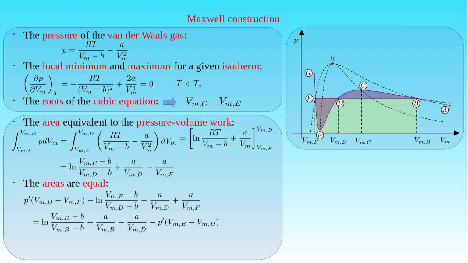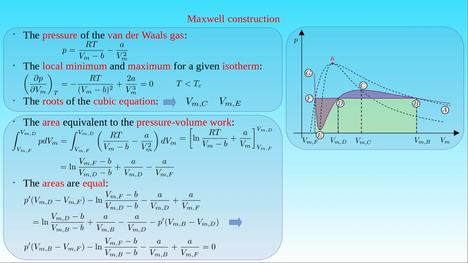After simplifying this equation, we obtain the condition telling us that the pressure P' times the difference between Vmb and Vmf, minus the natural logarithm of the ratio of Vmf minus B to Vmb minus B, minus A over Vmb, plus A over Vmf must vanish. We use this condition to find the molar volumes Vmb and Vmf, where the pressure P' is determined by the evaluation of the van der Waals equation at any of these molar volumes.